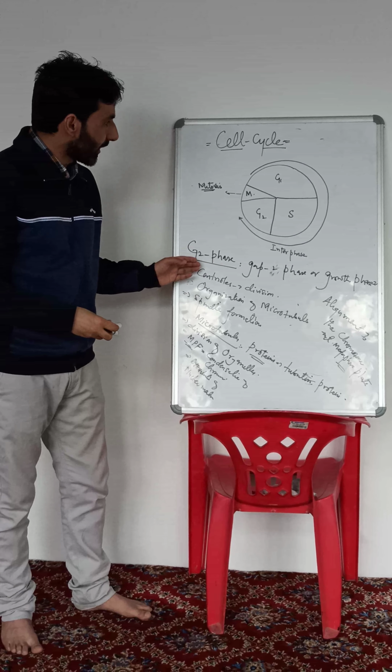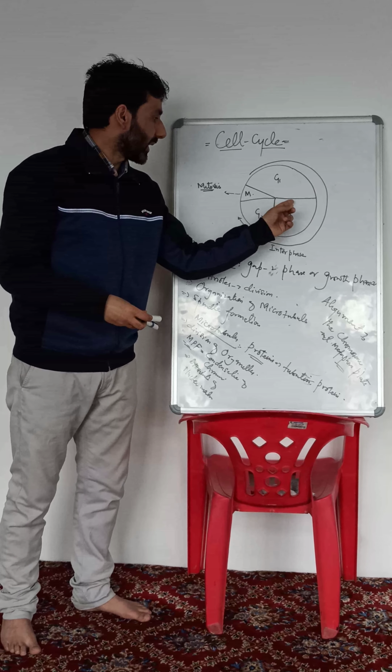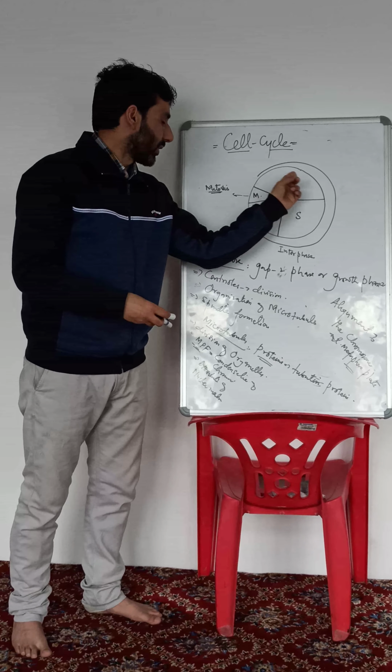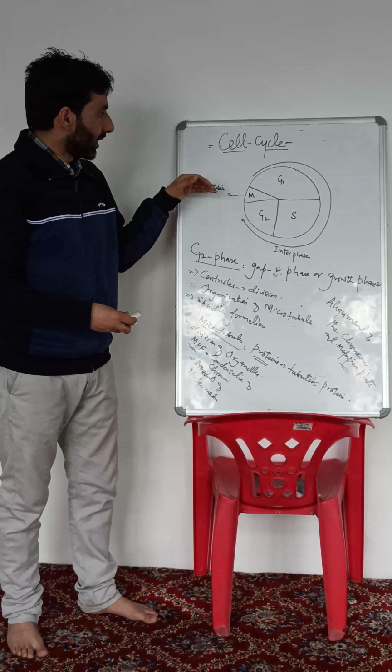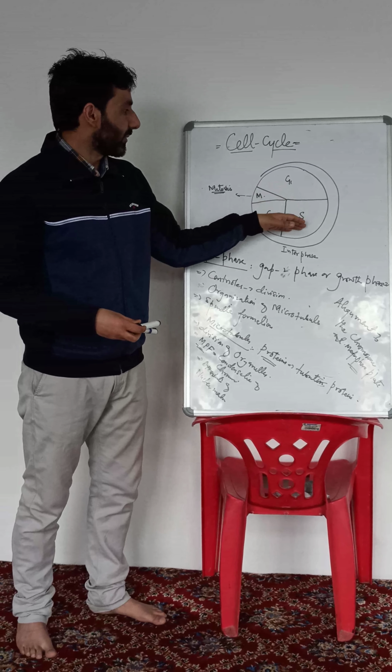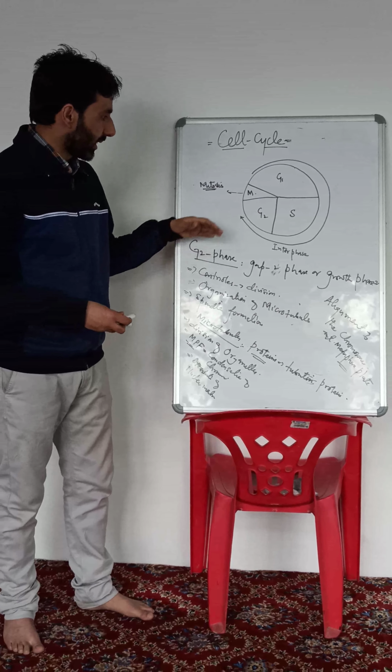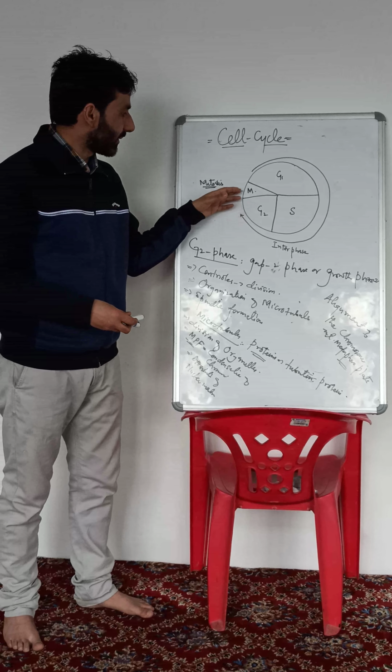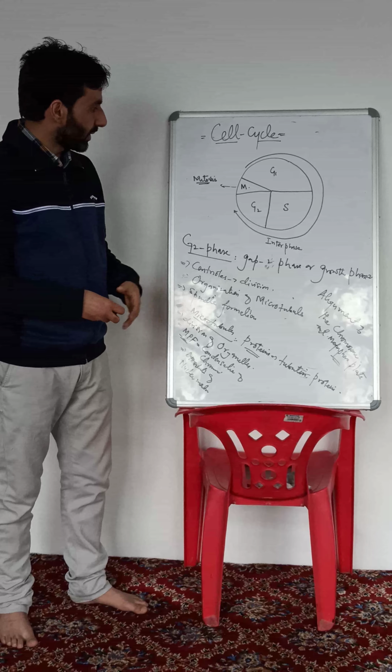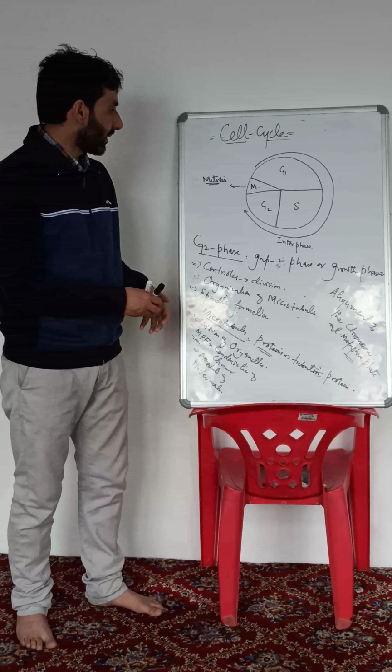So this was about the phases from G1 to S and S to G2 phase. So this is interphase, where G1 phase, then S phase and G2 phase have taken place, and after that the cell will enter into M phase. We will study about M phase and other things in the next video.